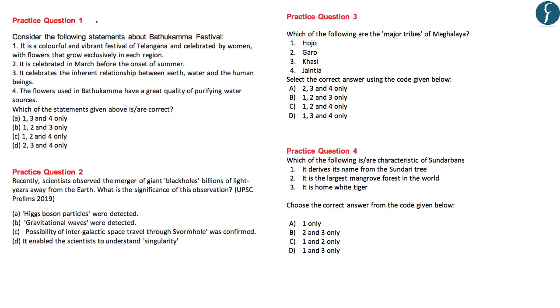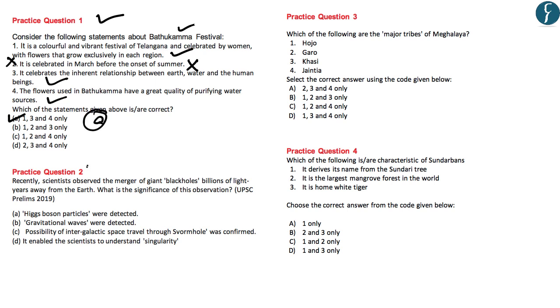Now, based on today's discussion, let's take a practice question. Practice question number 1. Consider the following statements about the Bathukamma festival. Statement 1 says it is a colorful, vibrant festival of Telangana, celebrated by women with flowers that grow exclusively in that region. This is correct. Statement 2: it is celebrated in March before the onset of summer. This is incorrect. Statement 3: it celebrates the inherent relationship between earth, water, and human beings. This is correct. Statement 4: the flowers used in Bathukamma have the great quality of purifying water sources. This is also correct. And hence, the correct answer choice would not have statement 2. Only option A is one such choice. So the correct answer is option A.